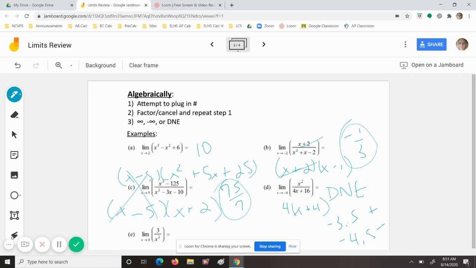If you think about what's happening graphically, we have an asymptote at negative 4, and what this is telling us is that as we get closer to the asymptote, we're going in different directions, kind of like we did with the graph that we saw earlier.